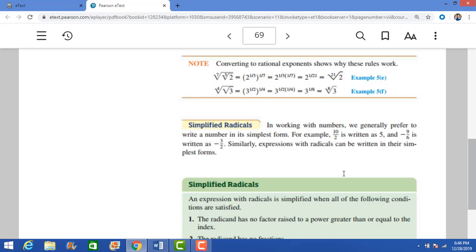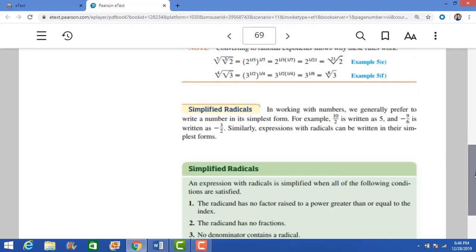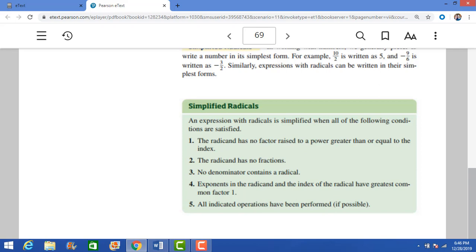Now, simplified radicals. So here are the rules for dealing with simplified radicals. An expression with radicals is simplified when all of the following conditions are satisfied. The radicand has no factor raised to a power greater than or equal to the index. So you should have no powers under the radical that are equal to or bigger than the index. The radicand has no fractions. No denominator contains a radical. So that means you cannot have any radicals in the denominator.